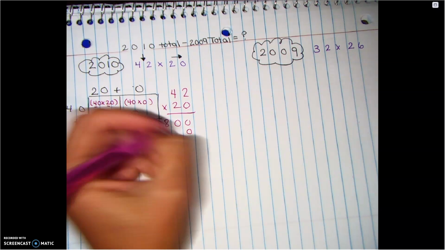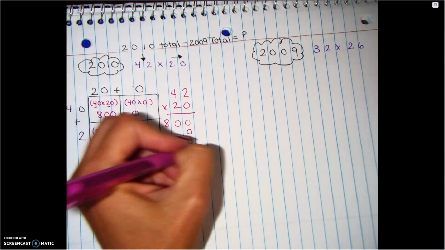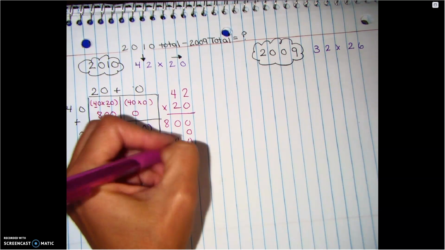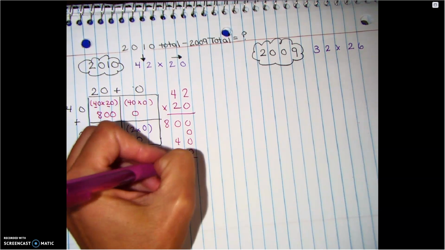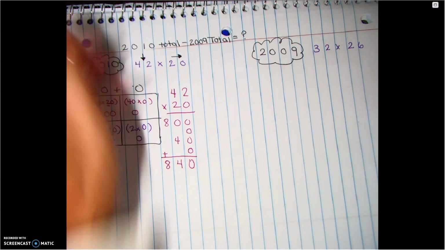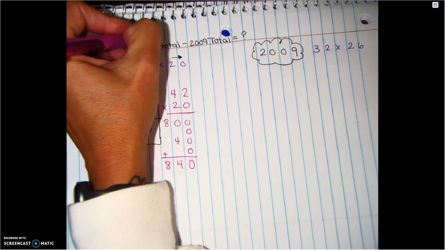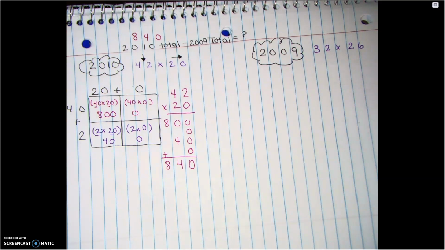0, 40, and 0. I'm going to add it. All those are zeros. There's a 4. So that means 2010 is 840. So I'm going to go ahead and put that up there. Now we got to find 2009. We're going to do the same thing.